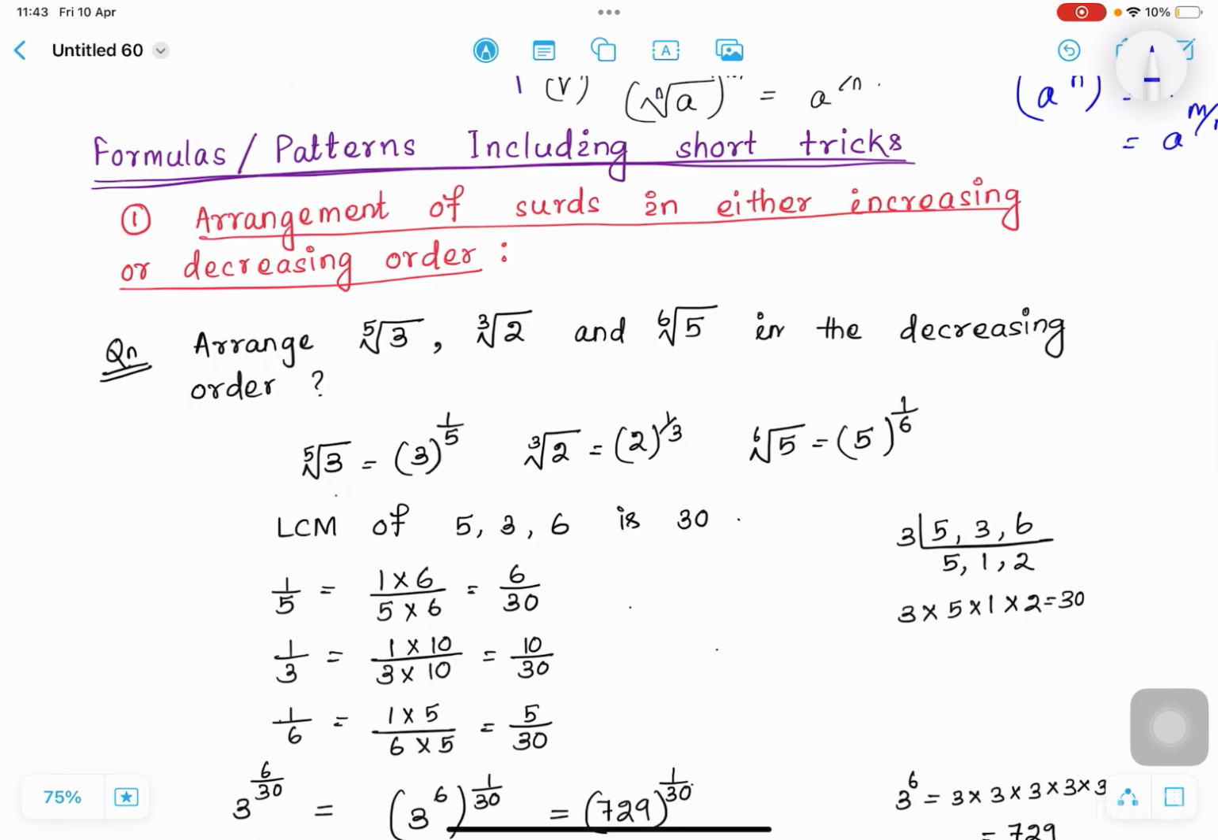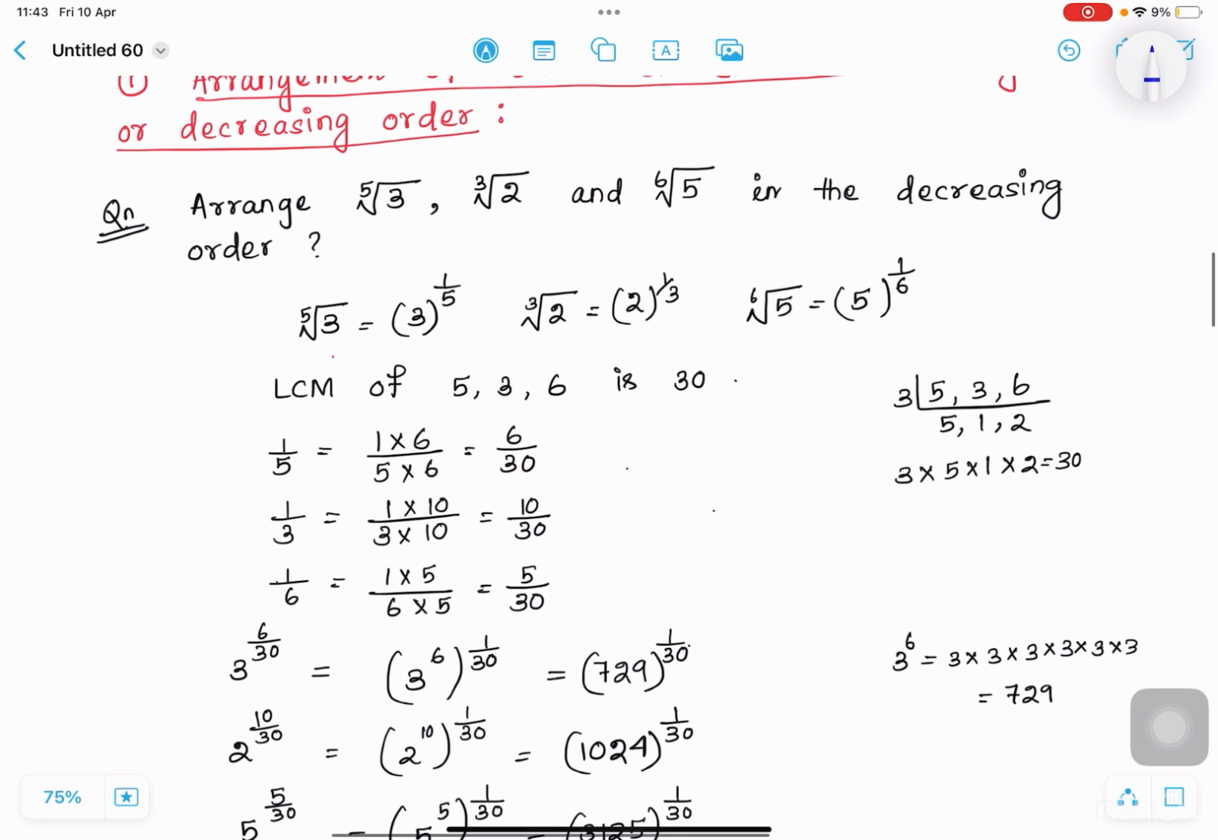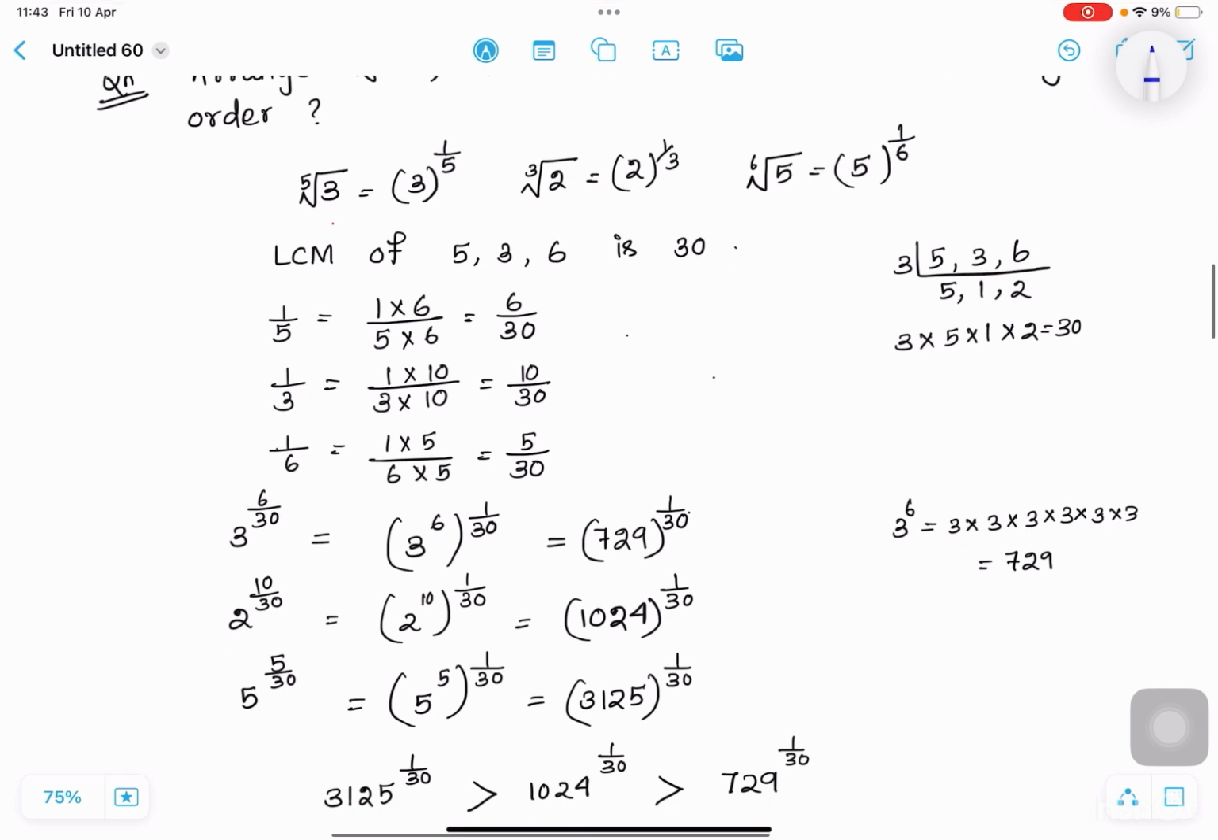Shortcut formula or easy trick to solve the problem. Suppose we are given an arrangement of surds in either increasing or decreasing order. So arrange the 5th root of 3, the 3rd root of 2, and the 6th root of 5 in decreasing order. So what can we write?